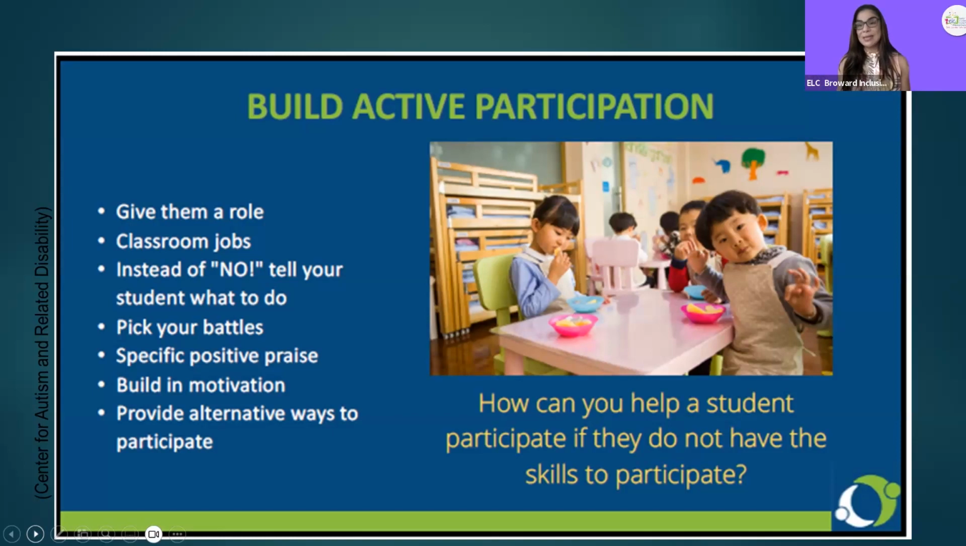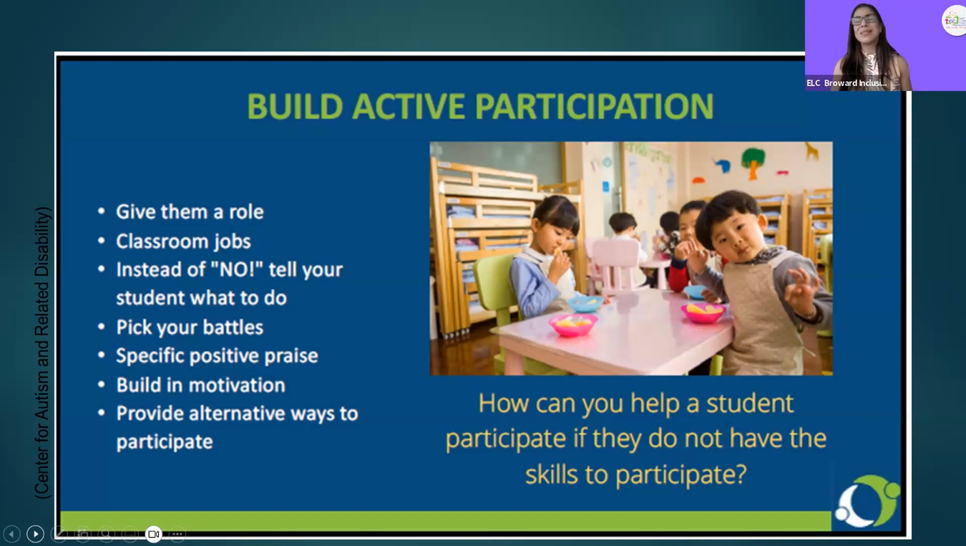Instead of saying no, and this one is hard, because that's the first thing we all do. That's probably the hardest teacher habit. Not only teacher habit, human habit. We need to self-reflect, because we say no way too much. And when we say no, they hear yes. They hear what to do, right? So instead of no, stop running, we'd say walking feet, right?